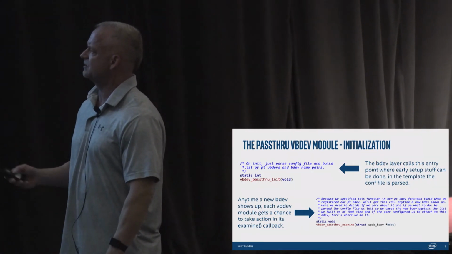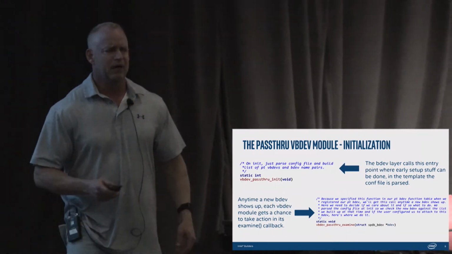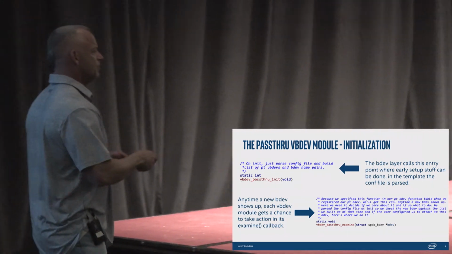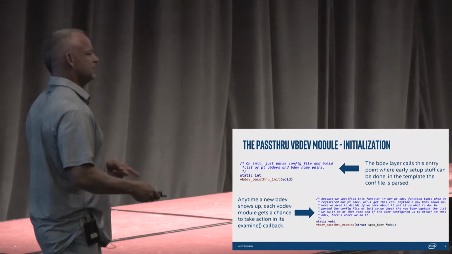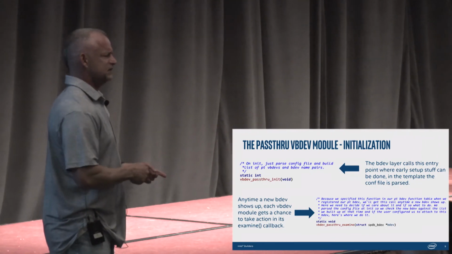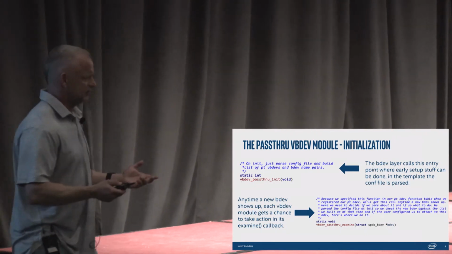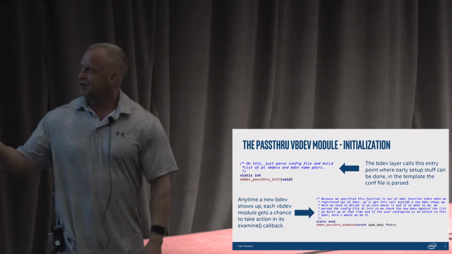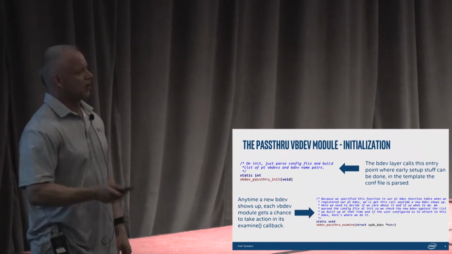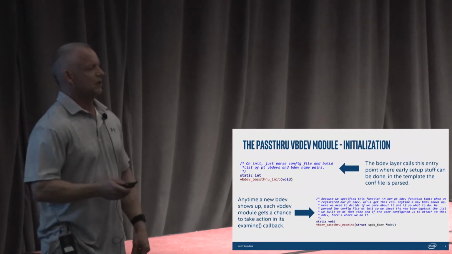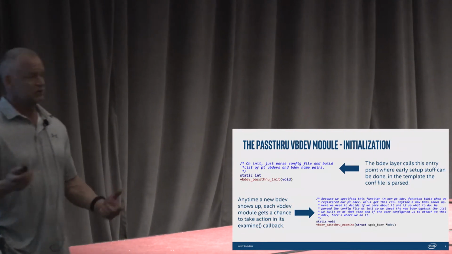And we're going to look at a lot more of this in detail on the next slide. But anytime a new vBDEV or BDEV is introduced into the system via whatever means, it could be via RPC, could be because a vBDEV has created one and registered it, because we registered an examine callback, our module is going to get this function call with the pointer to the BDEV that just showed up.